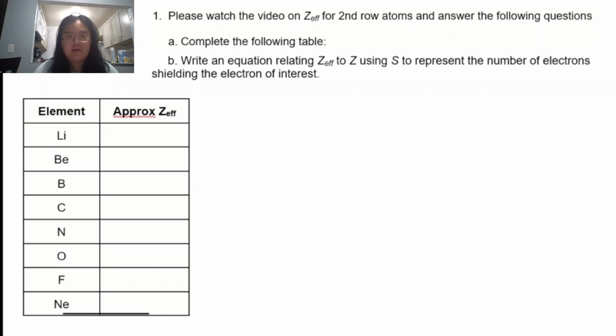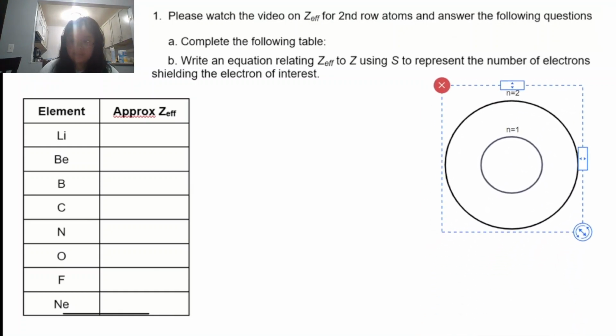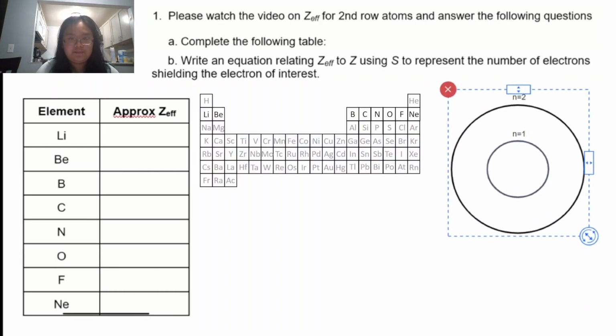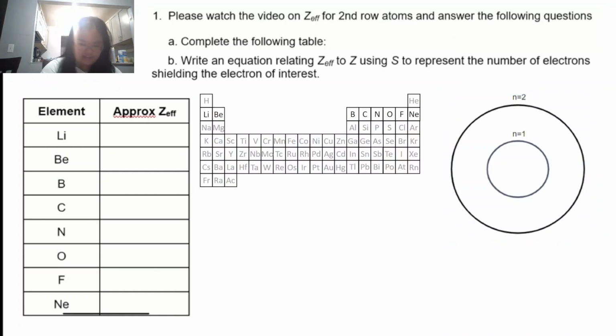So in this video, we're going to go over question 1 in your pre-workshop, and for now let's just focus on part A, which asks us to complete the following table on the left side of the screen. To fill out this table, we're going to need to draw a Bohr diagram for each element, and in order to fill out the Bohr diagram, we're going to need a periodic table. So let's start with lithium.